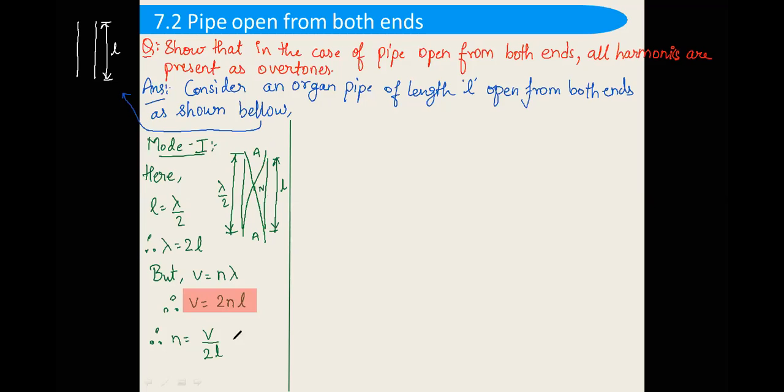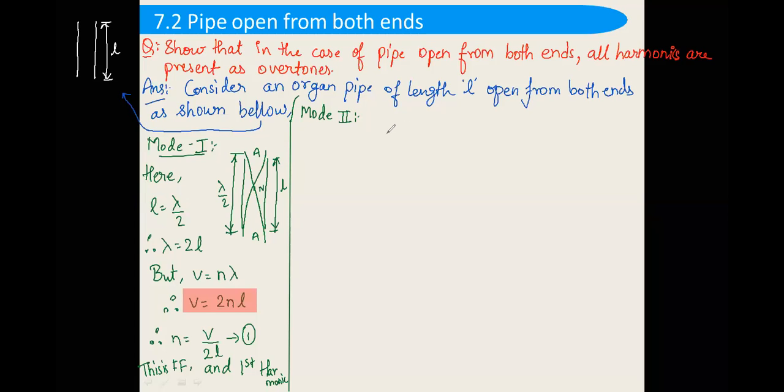So this is called what? Suppose this is equation number 1. So this is the fundamental frequency, and the fundamental frequency is also the first harmonic. So this is the fundamental frequency and first harmonic. Okay. So this is mode 2. Now mode 2 we are going to do.